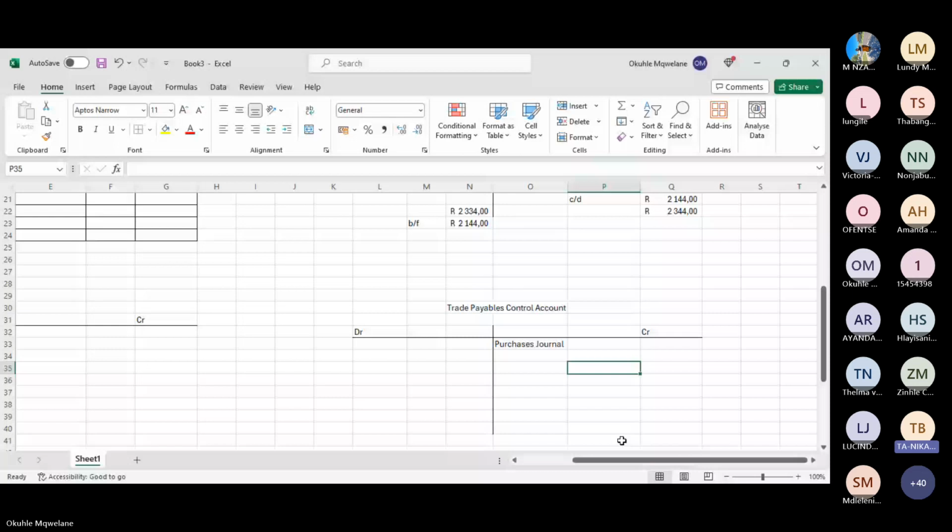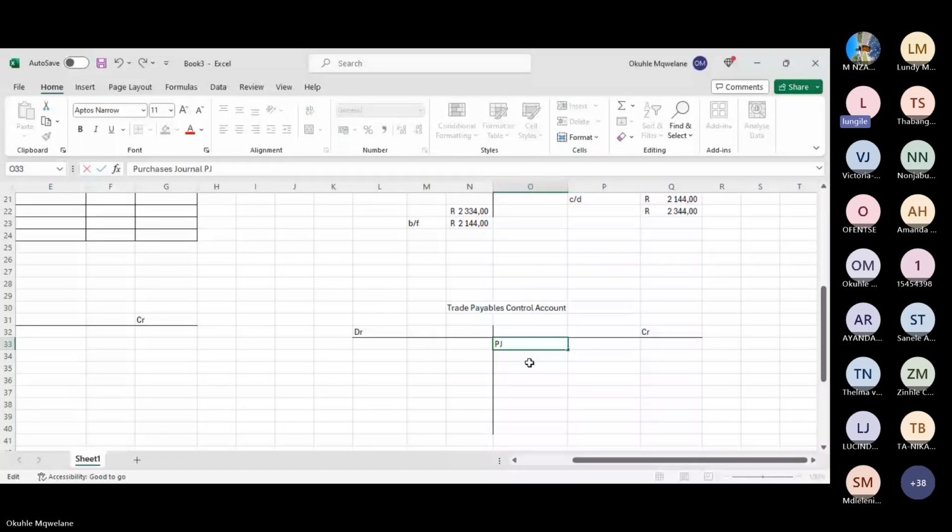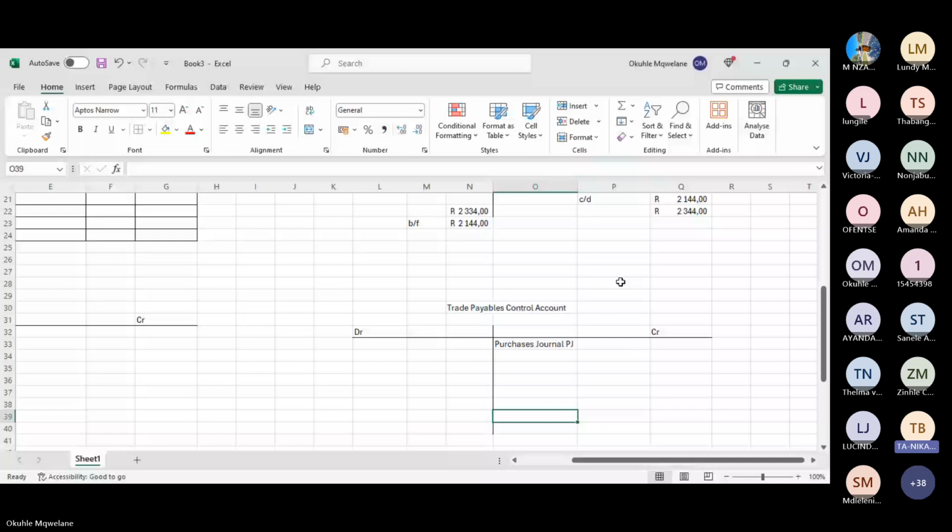It's going to be a P. You can write PJ by the folio, next to purchases journal. It goes on the credit side. And since this is a liability for us, it increases on the credit side, just for clarity.